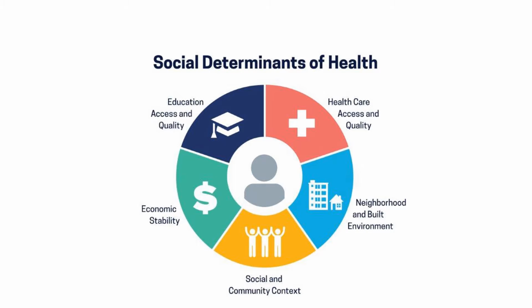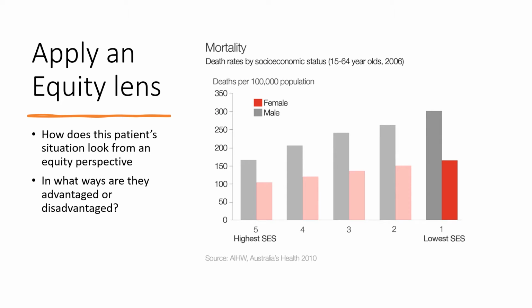So holistic care takes into account the context of the patient's care. WHO defines the social determinants of health as education, access to care, physical environment, social and community context, and economic stability. The social determinants of health determine much of the inequity of healthcare, and equity matters. This is demonstrated by this graph that shows the difference in mortality between groups of the highest and lowest socioeconomic status. In your clinical placements, stop and think. In what ways is this patient advantaged or disadvantaged?